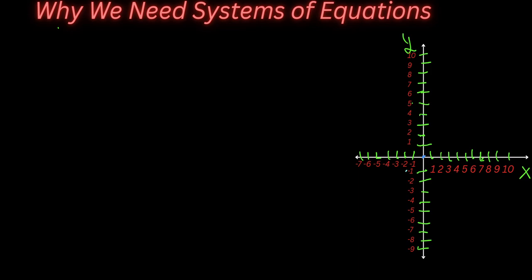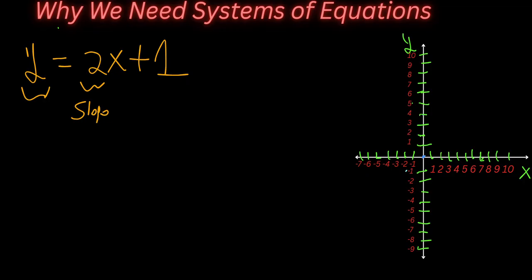Let's review linear equations quickly. We have y equals 2x plus 1. We know that we can graph this, and we know that this is the y value, this is the slope, this is the x value, and this is the y-intercept. Now, one thing you may not have explicitly known, but you probably felt, is that these linear equations represent many solutions.